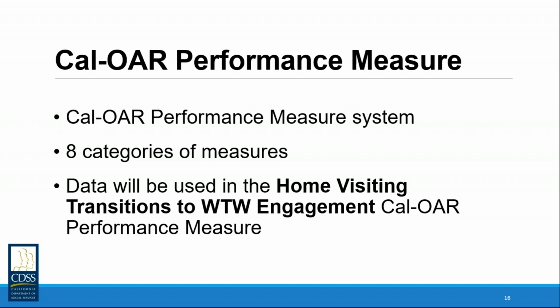As a reminder, the Cal-OAR performance measures will be calculated and reported in a staggered manner, organized into 3 groupings: existing reporting, phase 1, and phase 2. The phase 2 measures require some sort of automation, and thus they won't be reported until 2020. The home visiting transitions to welfare to work engagement rate is a phase 2 Cal-OAR measure. So we won't dig into it any further today, but we will address this measure during our phase 2 measure training next year. I'd also suggest referencing ACL 1940 for additional details.